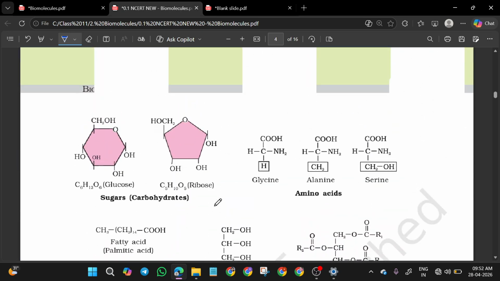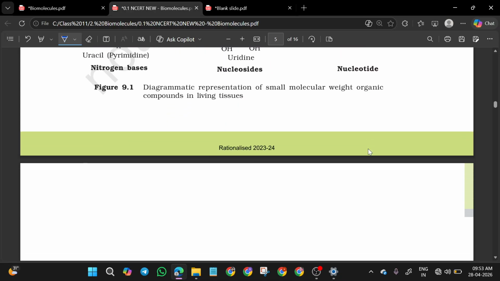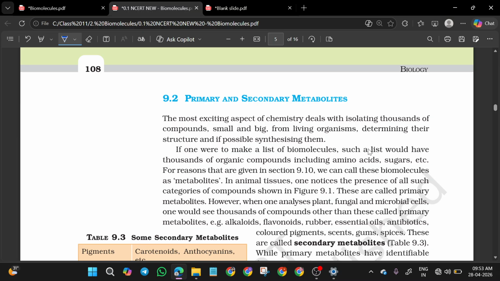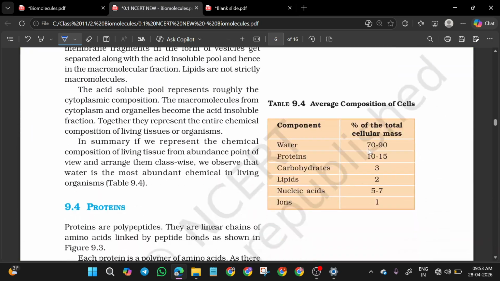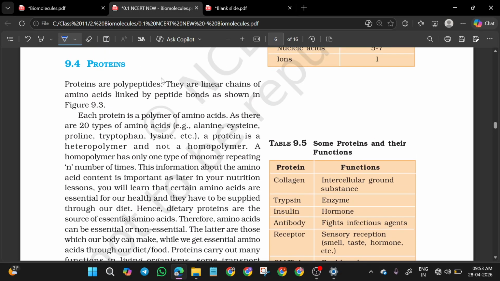So now this you can see, இதான் நான் சொன்னேன். So இந்த மூணு amino acid structure கொடுத்திருப்பாங்க. At least this we have to know as far as for biology biomolecules. Chemistry க்கு நீங்க ஃபுல்லா படிக்கணுமாங்கிறது you have to know. Okay, so next, proteins are polypeptides. They are linear chains of amino acids linked by peptide bonds. அதான் சொன்னேன். Each protein is a polymer of amino acid.